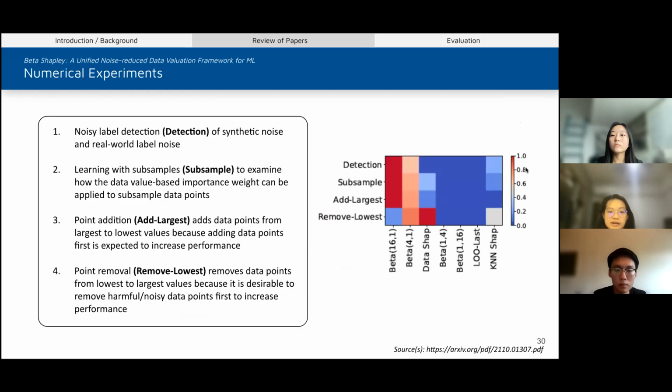To demonstrate the practical efficacy of Beta Shapley, we conduct some numerical experiments. Beta(16,1), which focuses on small cardinalities, is consistently the best for detection, subsample, and point addition tasks, while Data Shapley, which puts equal weights on all cardinalities, is the top performer for point removal. Now I'll pass on the time to Charmaine to take you through our evaluation.